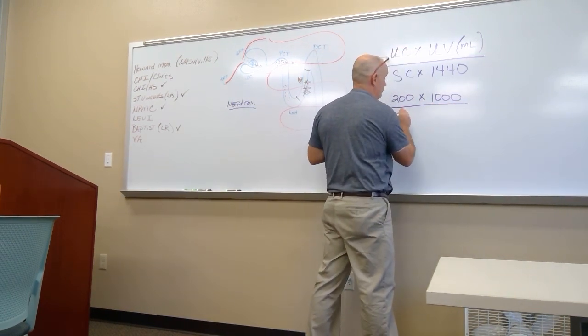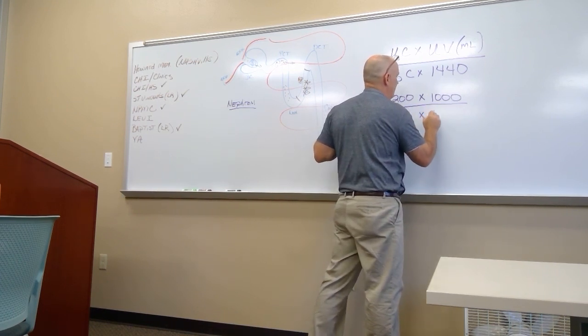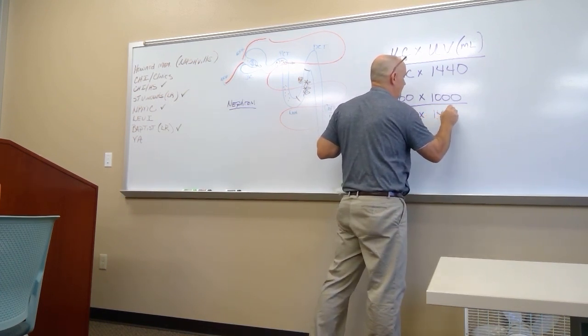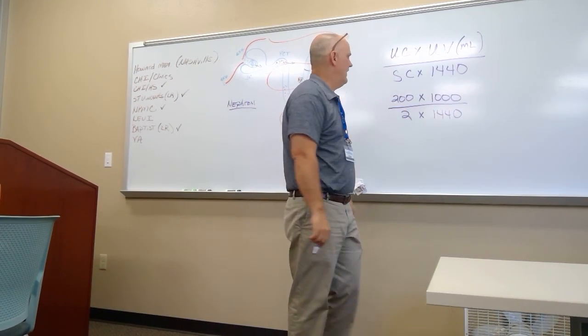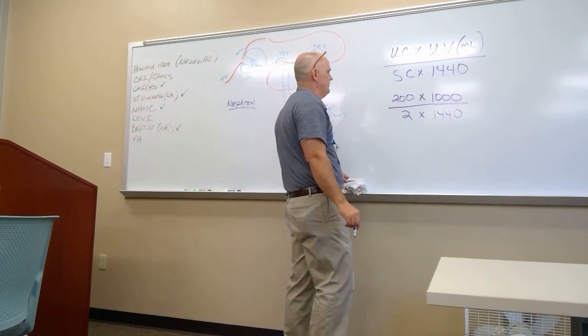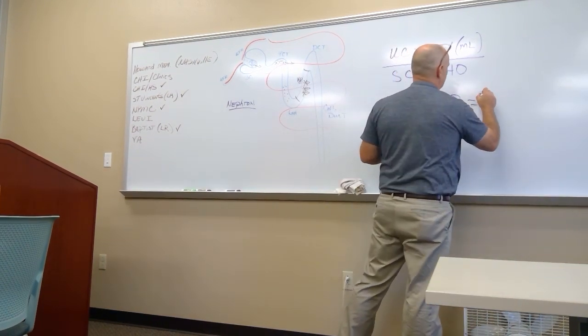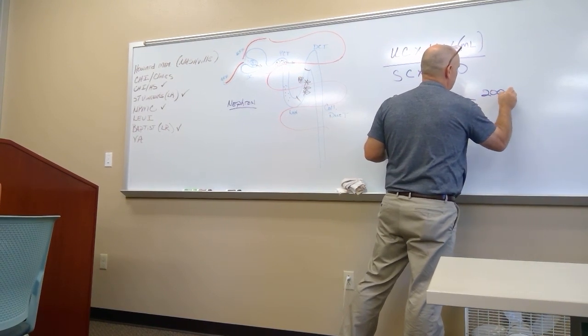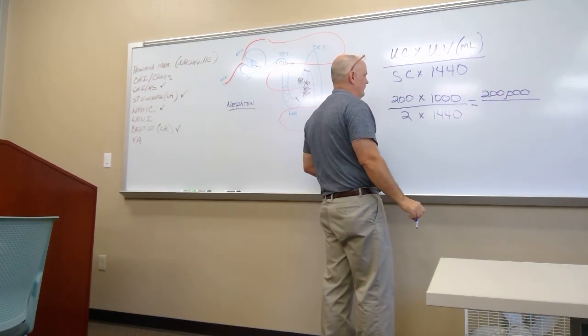What is the serum creatinine? 2.0 milligrams per deciliter. Okay, times 1440. That number never changes, right? This is how many minutes are in 24 hours. So somebody do that on your calculator. 200 times 1,000. That's 200,000. Divided by 1440, that's what, 2880?